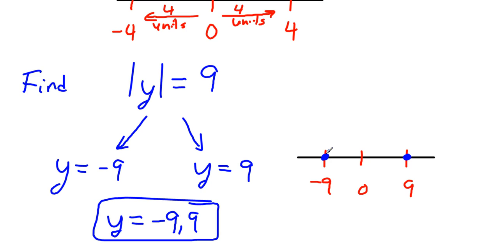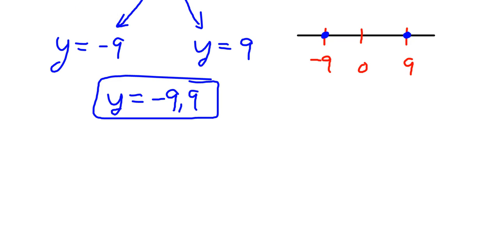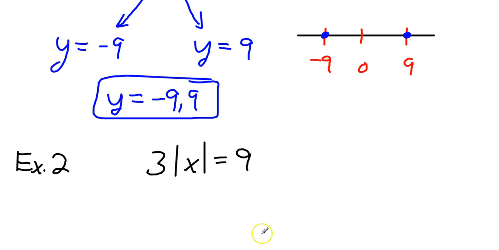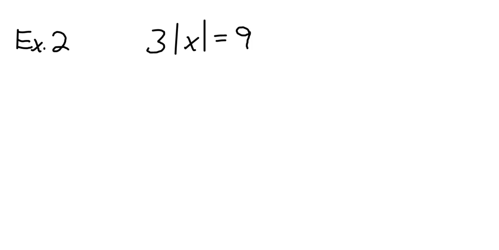And you may be thinking, well, that's pretty easy. That's almost too easy, right? Because there's got to be more to it. Well, here's where they walk you into the next part. They're going to add in a variable so that you do have to do a little more work. Maybe you get something like 3 times the absolute value of x equals 9.